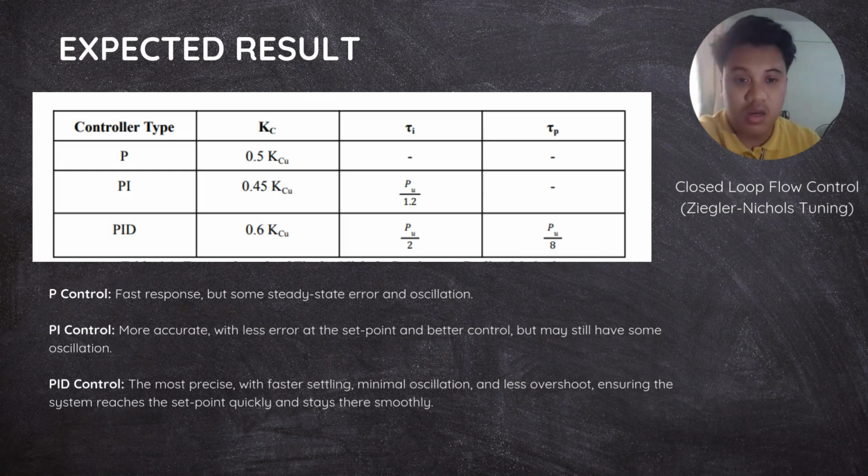So, a summary of the expected results. Based on this table, the P controller gives a fast response but some steady state error and oscillation. The PI controller is more accurate with less error at the set point and better control, but may still have some oscillation. And lastly, the PID controller is more precise with faster settling, minimal oscillation, and less overshoot, ensuring the system reaches the set point quickly and stays there smoothly.